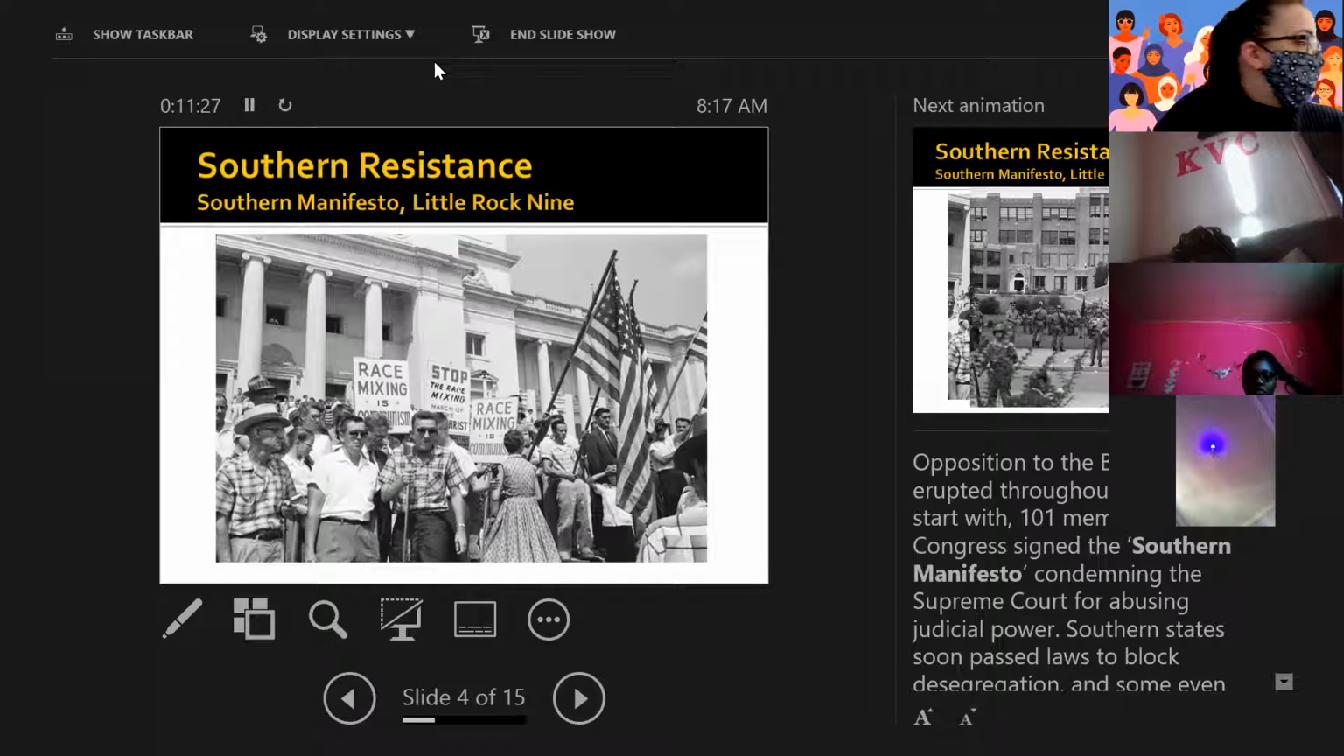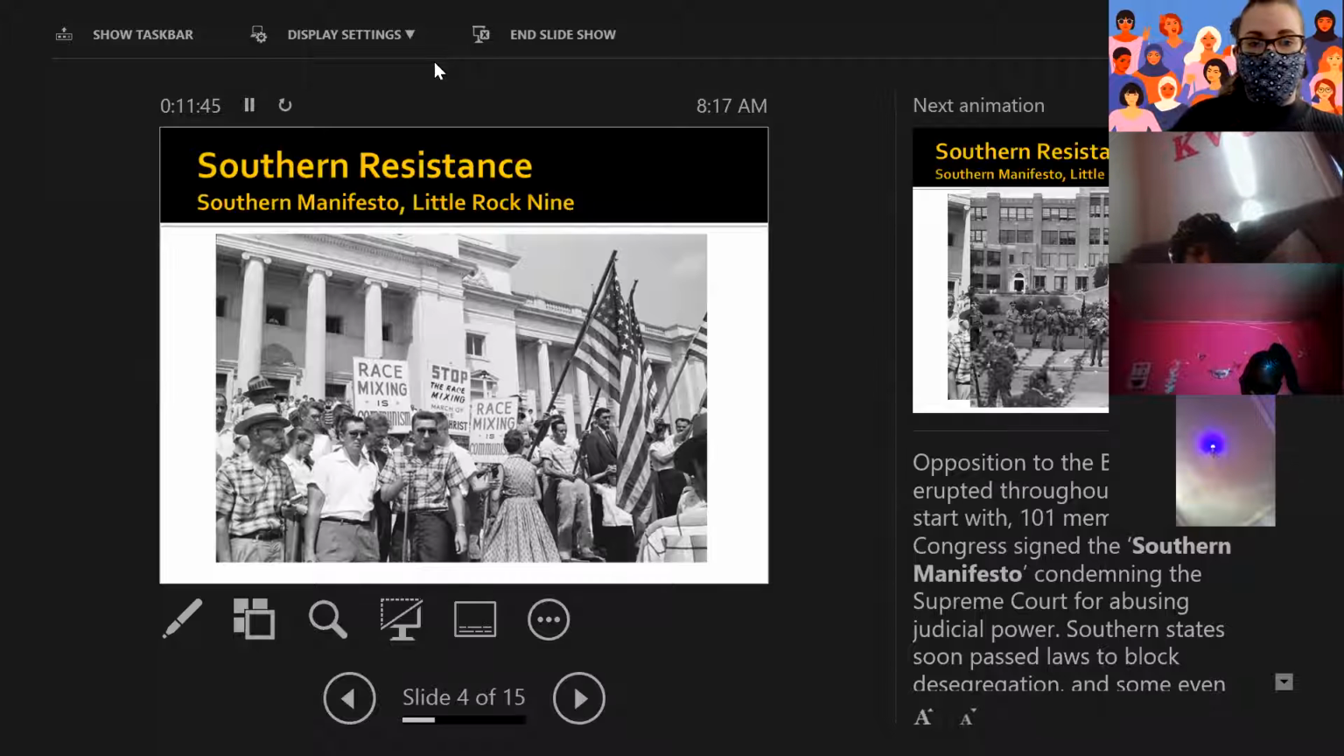So again, there's the Southern Manifesto, in which 101 members of Congress condemned the Supreme Court's decision.